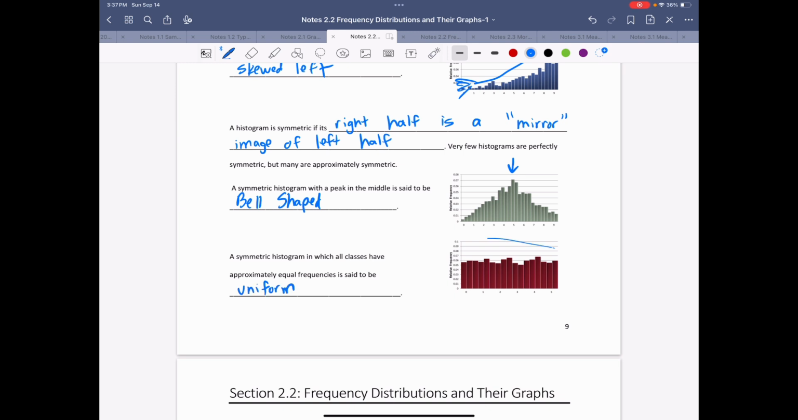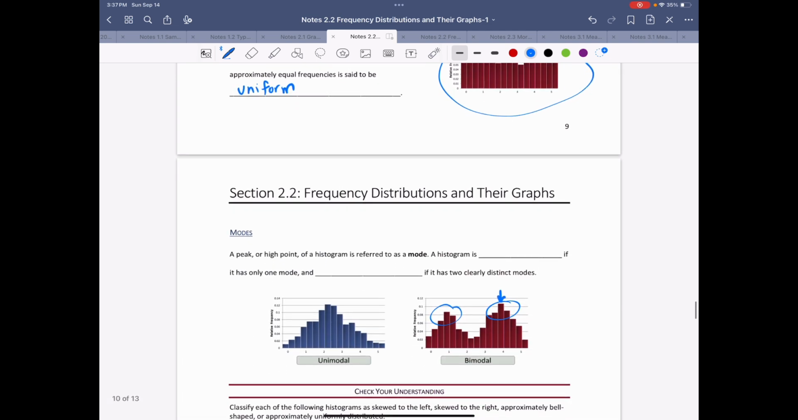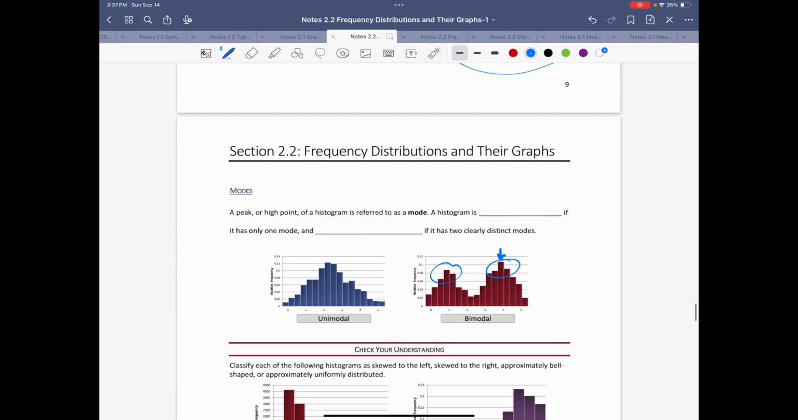An example of this would be, I live in a small town. Most of our grades have the same number of students. If those numbers match that, that would be an example of a uniform histogram. A peak or a high point of a histogram is referred to as the mode. A histogram is unimodal if it has only one mode, and bimodal if it has two clearly distinct modes.